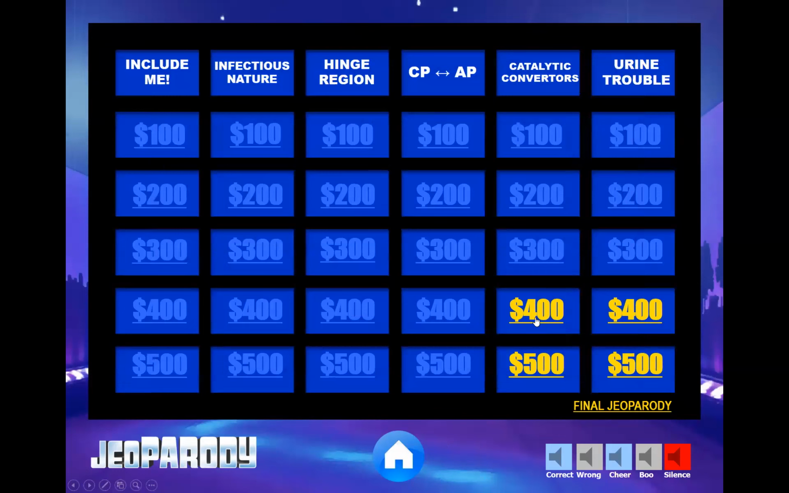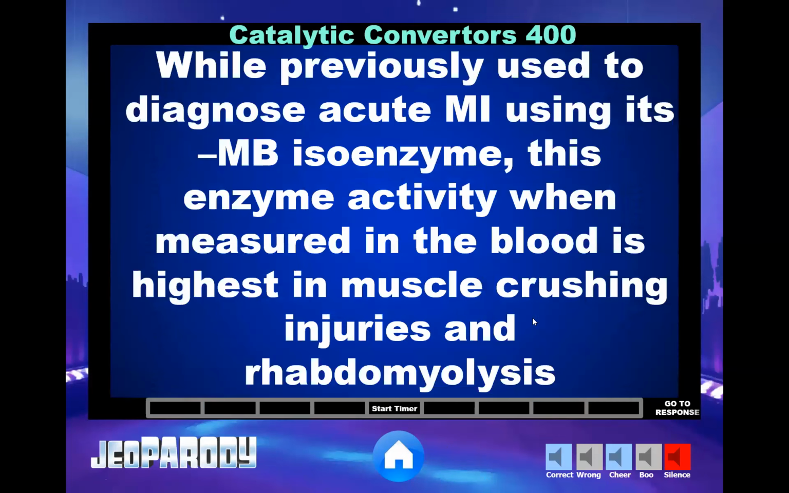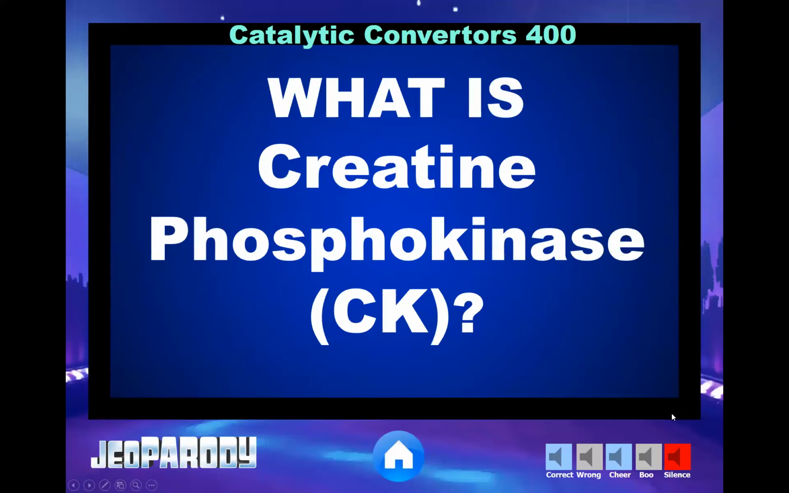Okay, catalytic converters for 400. This answer is, while previously used to diagnose acute MI using its MB isoenzyme, this enzyme activity when measured in the blood is highest in muscle crushing injuries and rhabdomyolysis. Yeah, Emilio, it is creatine kinase, CK, creatine phosphokinase. This converts creatine to creatine phosphate. This is the way that our muscles get their energy, through this enzyme. So when the muscles are damaged, turned over, crushed, injured, you would expect this release of CK to make its way to the peripheral blood.